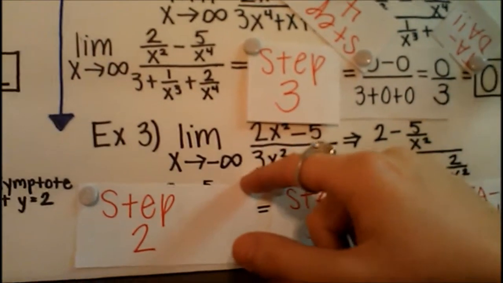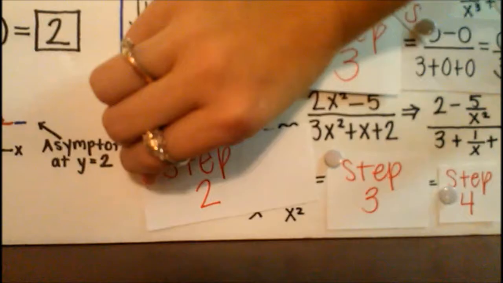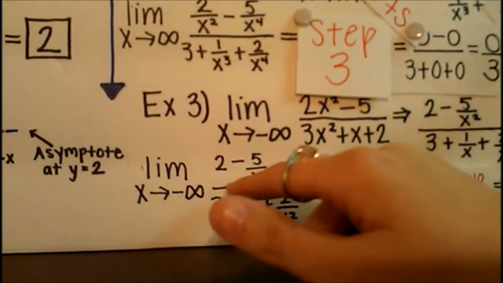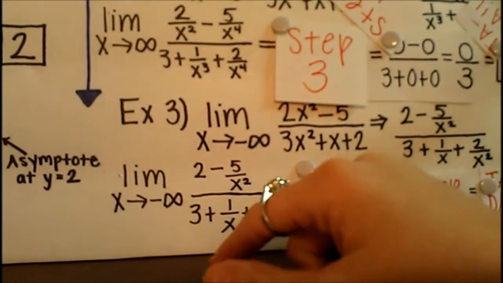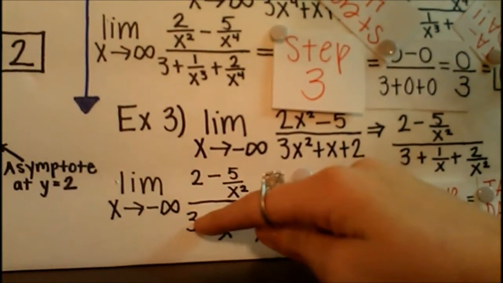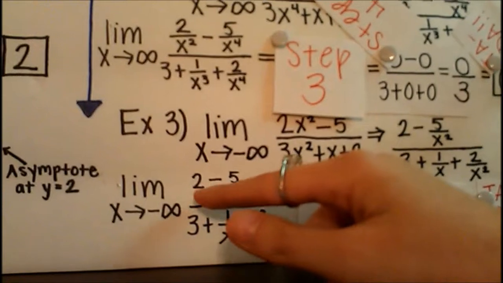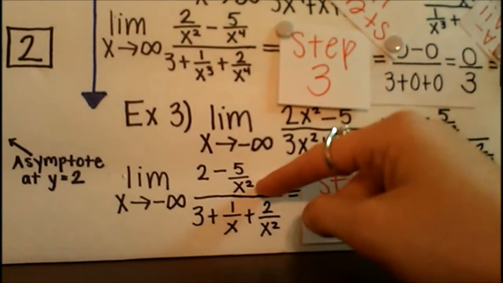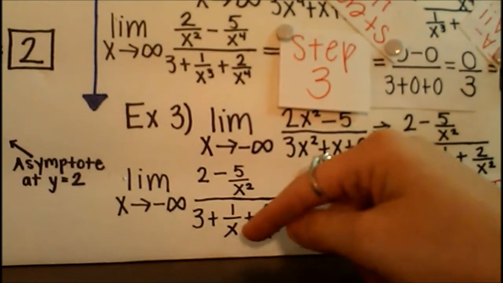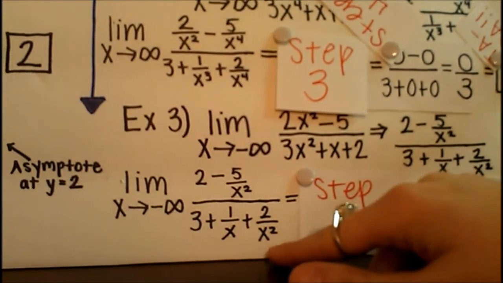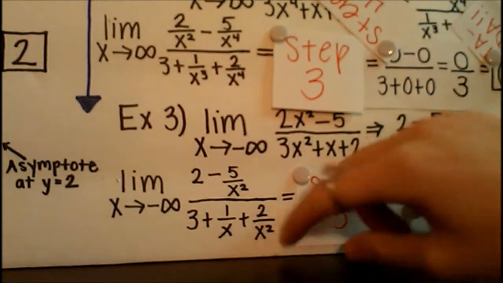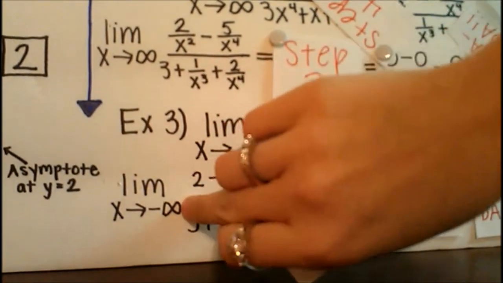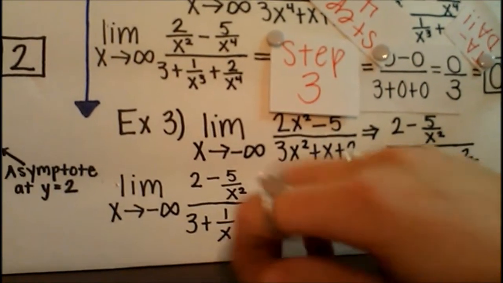Now, step 2 will be to reapply your limit to the new function. As you can see, 2/3 is still in the front. The new function is 2 minus 5 over x squared over 3 plus 1 over x plus 2 over x squared. Now, step 3 is going to be plugging in that negative infinity to every x.